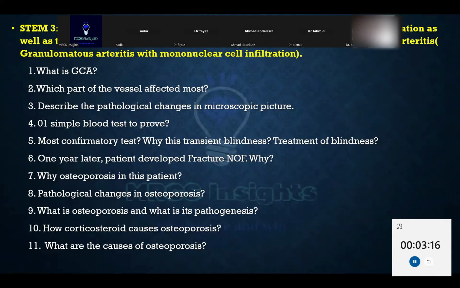Okay, try to practice this. So what are the causes of osteoporosis? In general, steroids, as we mentioned, post menopause, hyperparathyroidism, chronic kidney disease, I guess.